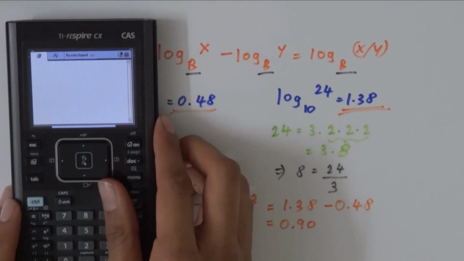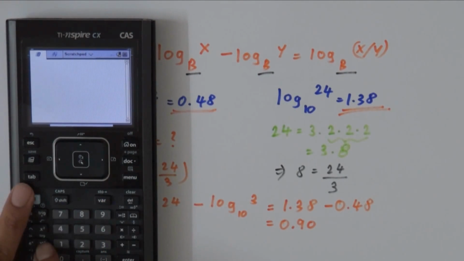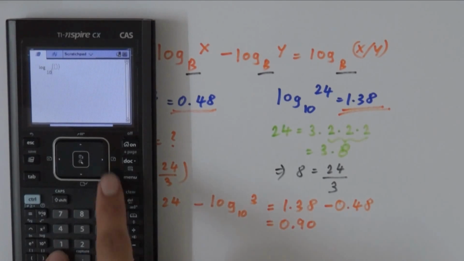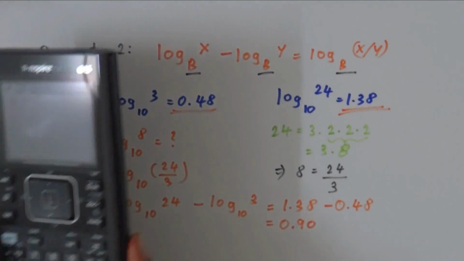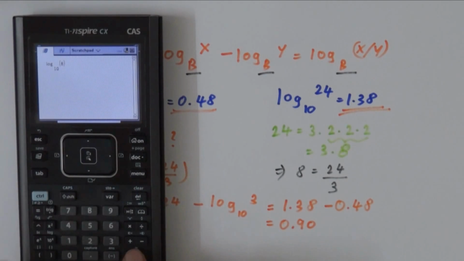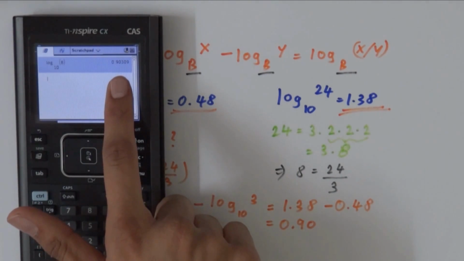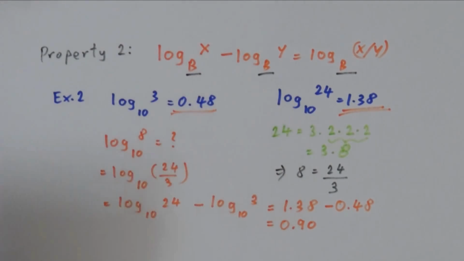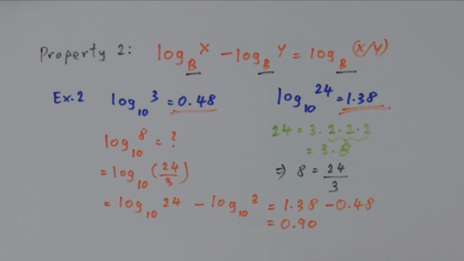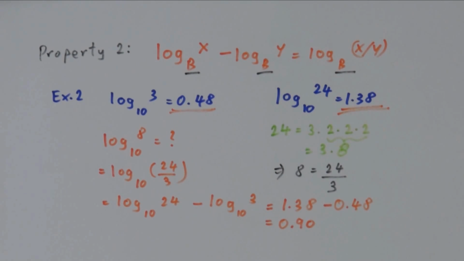Okay, there we go. So log base 10 of, what do we need? We need log 8. So that's equal to 0.90309, so that's 0.90. There we go. Let's move on to the third property of logarithms.